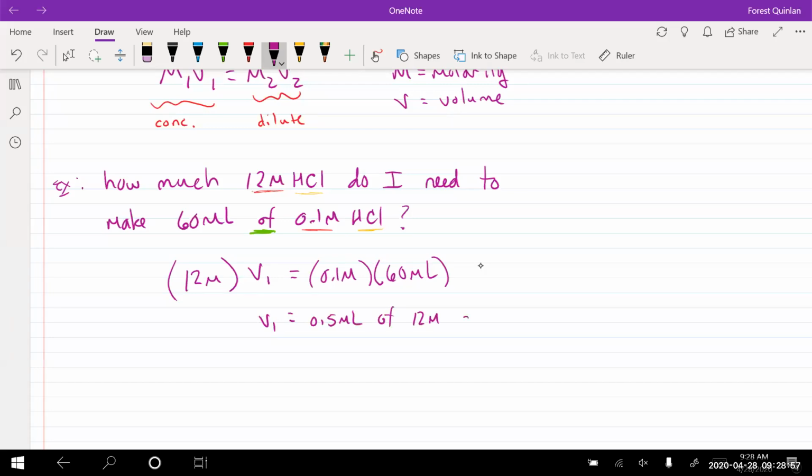If you go ahead and do that, you'll find out the V1 is equal to a half mil, 12 molar, and you will now dilute with water until it is 60 mils big.